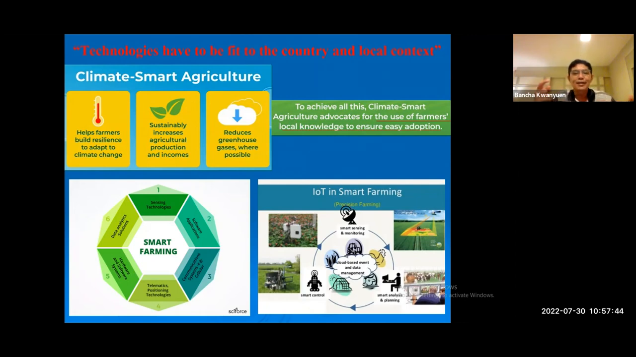But of course, if you have access to something like IoT, like I showed you on the bottom, you can have smart sensing, smart analysis, and smart control. But if not, you still can have a suitable system.